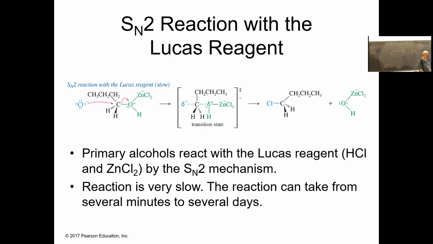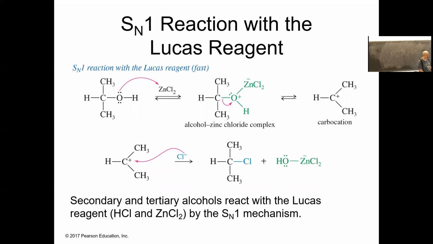The SN2 reaction is very slow, and it can take from several minutes to several days. On the other hand, with a tertiary alcohol, the SN1 occurs very rapidly. So here's an SN1 with isopropyl alcohol. Instead of chloride displacing this leaving group, the leaving group leaves on its own, and then chloride comes in.